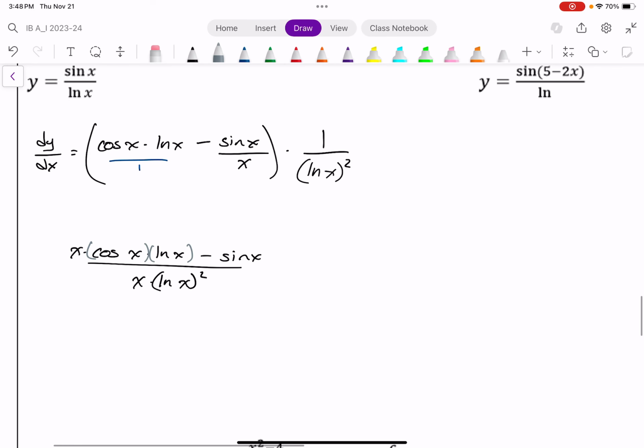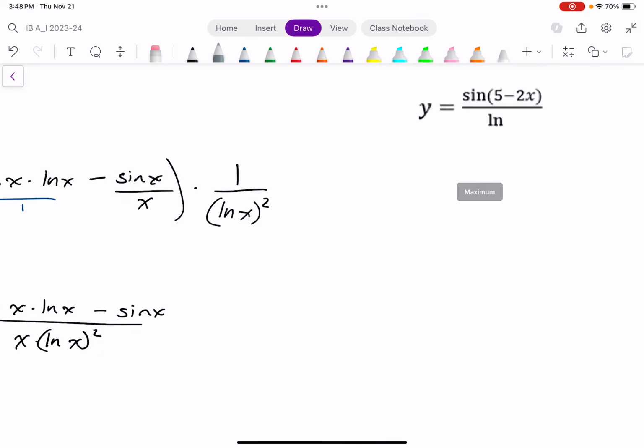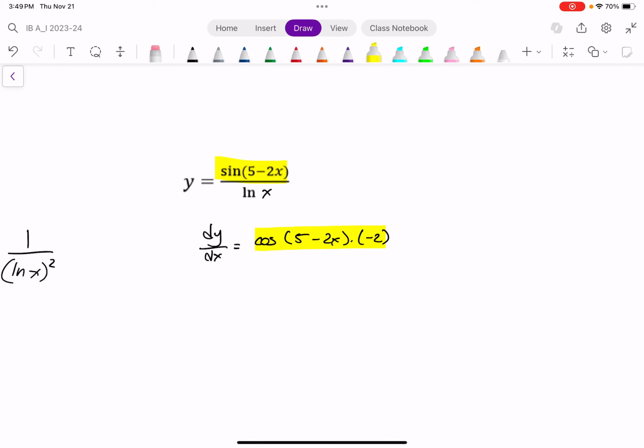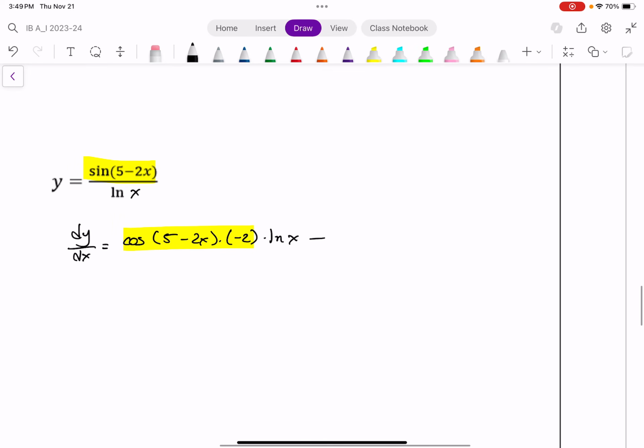Lastly, same idea, just a little bit of the chain rule I'll have to put in. And for some reason, my natural logarithm doesn't have an x. There you go, now you have an x. And so the derivative of the numerator, the derivative of sine, is cosine of 5 minus 2x, but times the derivative of the inside function, which is negative 2. Right? So everything you see there is the derivative of just my numerator times the denominator times the ln of x, minus the other way around.